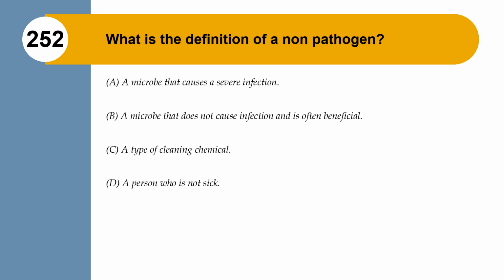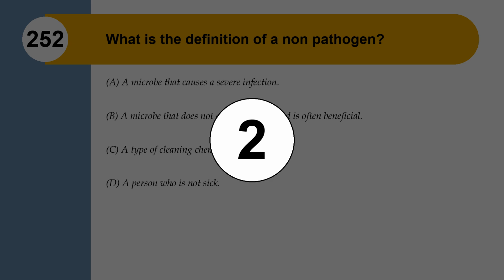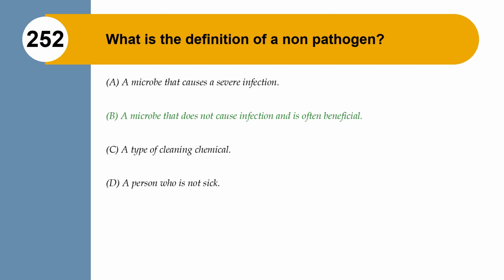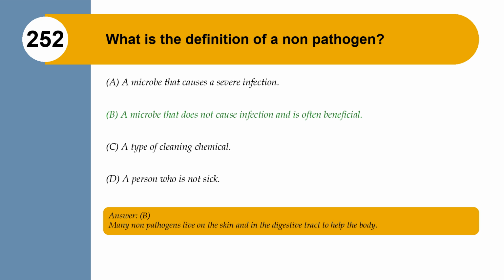Question 252. What is the definition of a non-pathogen? Option A, a microbe that causes a severe infection. Option B, a microbe that does not cause infection and is often beneficial. Option C, a type of cleaning chemical. Option D, a person who is not sick. The correct answer is option B, a microbe that does not cause infection and is often beneficial. Explanation. Many non-pathogens live on the skin and in the digestive tract to help the body.